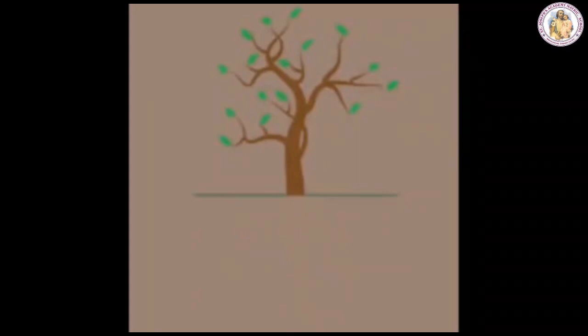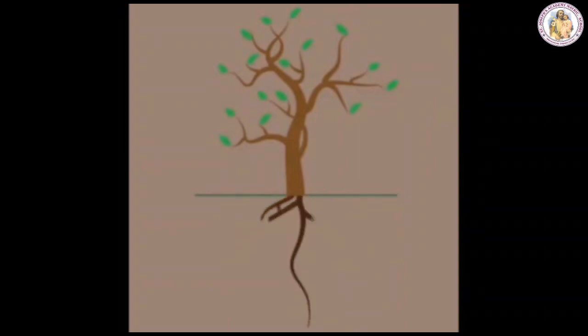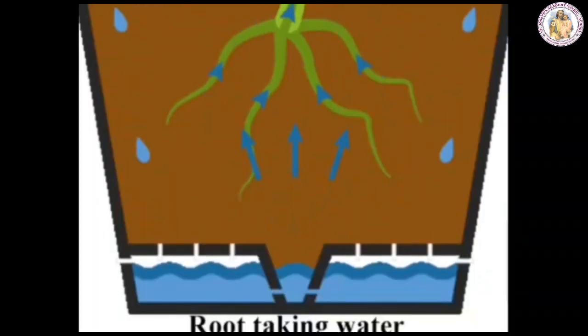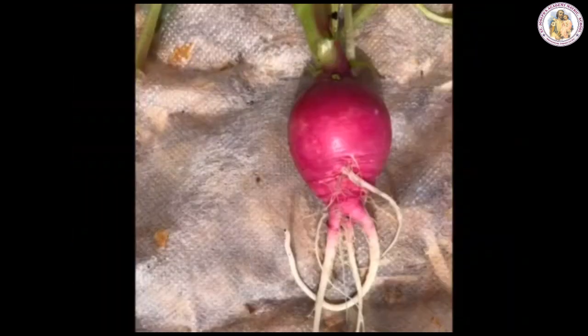Fixation. Roots fix the plant firmly to the soil. Without the roots, a plant would fall on the ground. Absorption. Roots absorb water and minerals required for the plant from the soil. Storage of food. In some plants, roots store food. Example, carrot, radish, beetroot, etc.